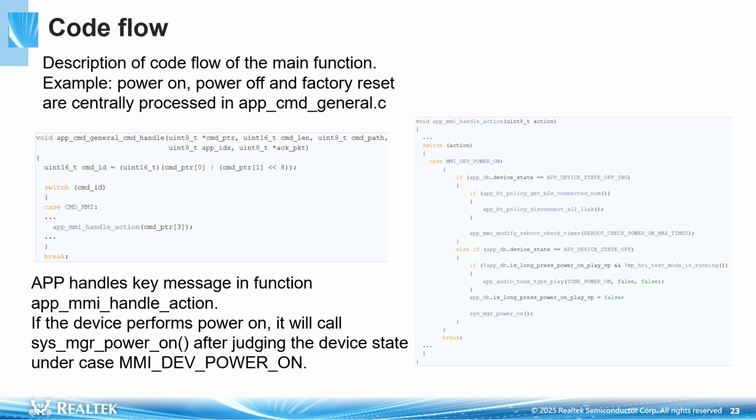The code flow section describes the code flow of the main functions. Below we take the boot function as an example. Functions such as power on, power off and factory reset are realized by transmitting MMI command through UART. These commands are centrally processed in app_cmd general.c, and the used APIs are introduced in the first figure of app_cmd general CMD handle. App handles key message and function app MMI handle action.